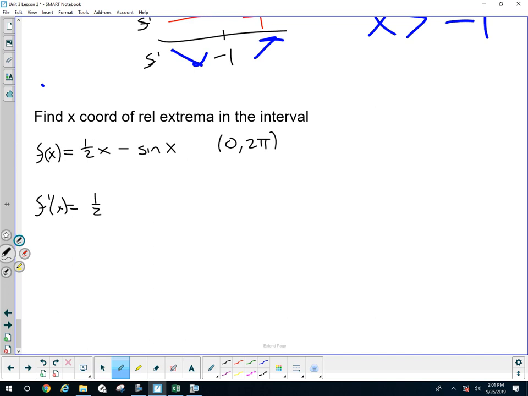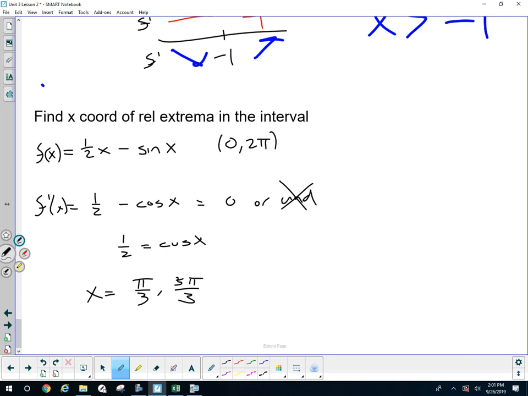Same process holds. Take this, set it equal to 0 or see when it's undefined. I don't have to worry about that. I'll end up with cos x equaling a half. You need to know your unit circle to answer that question.